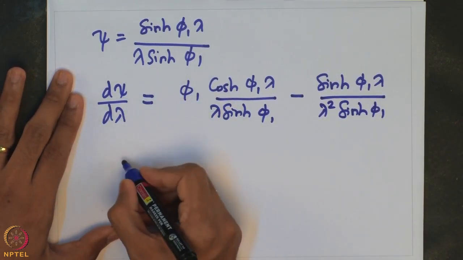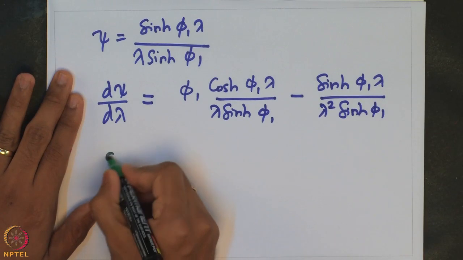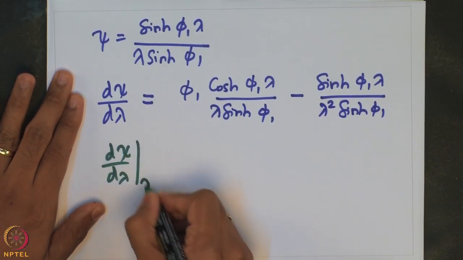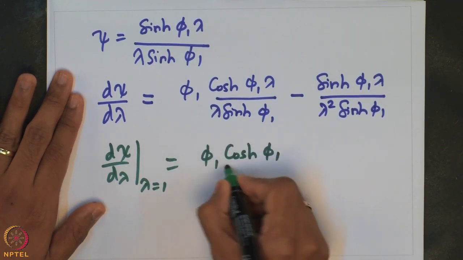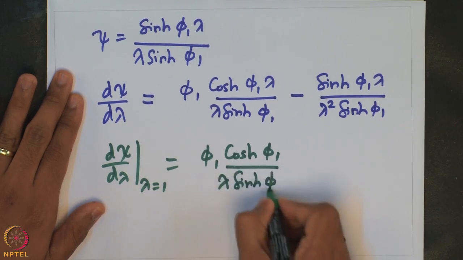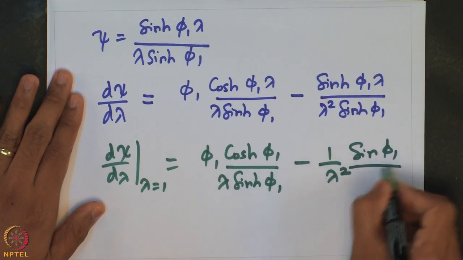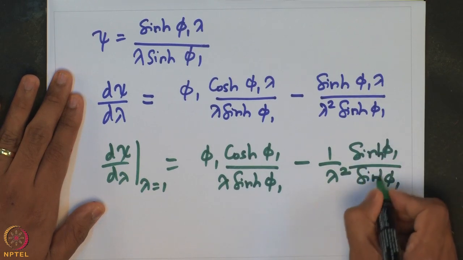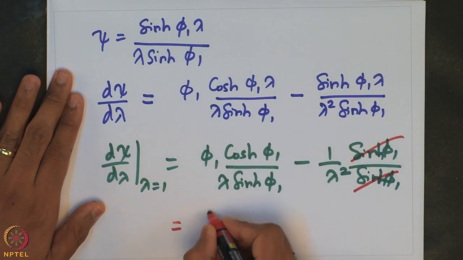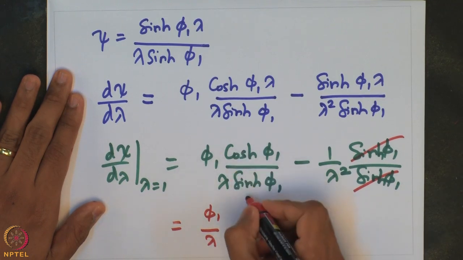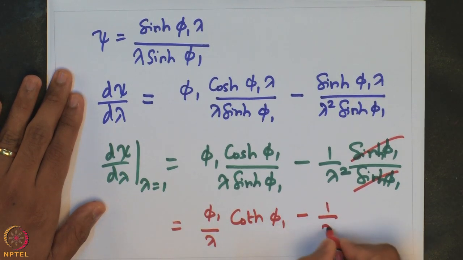Now, we need to evaluate this expression at lambda equal to 1. So d psi by d lambda at lambda equal to 1 is given by phi 1 cosh(phi 1) divided by lambda sinh(phi 1) minus 1 by lambda square into sinh(phi 1) divided by sinh(phi 1). So these two terms will cancel out, and this is equal to phi 1 by lambda, and cosh by sinh is nothing but coth phi 1, minus 1 by lambda square.